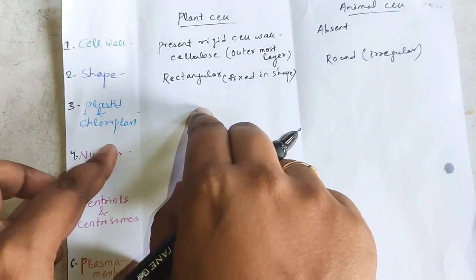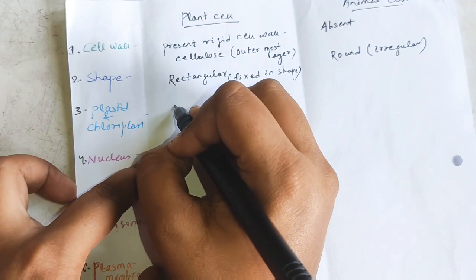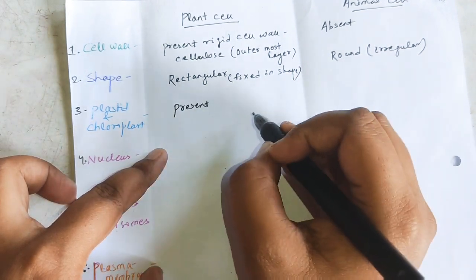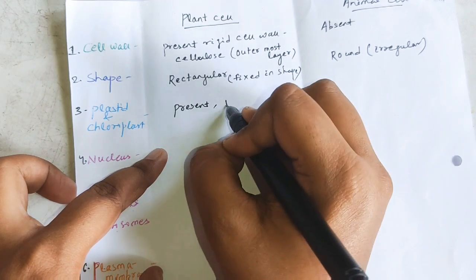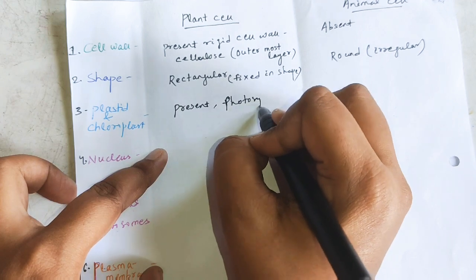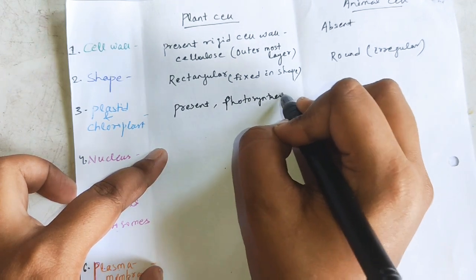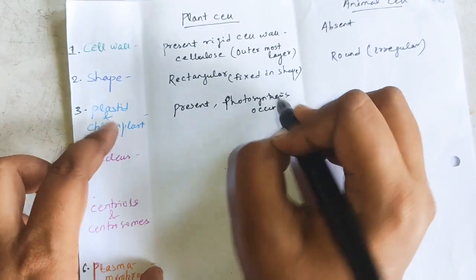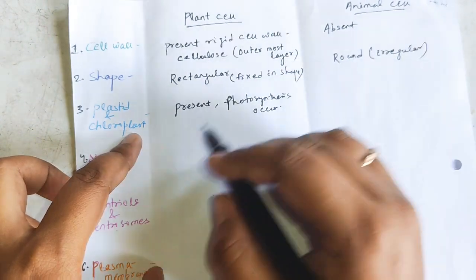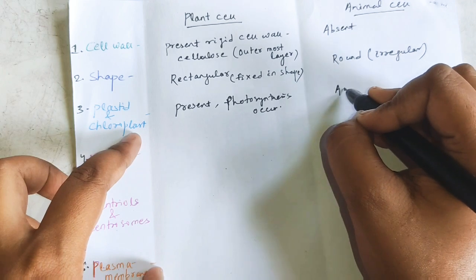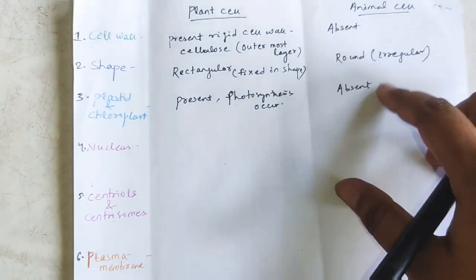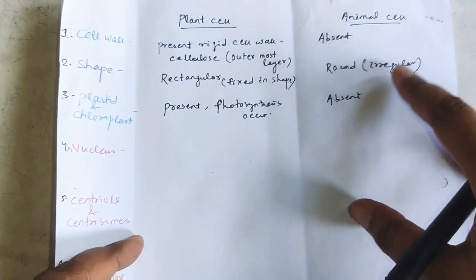So here the chloroplast is present. That's why food synthesis or photosynthesis occurs due to the presence of chloroplast. But in case of animal cell, the chloroplast is absent. That's why animal cell is unable to produce its own food.